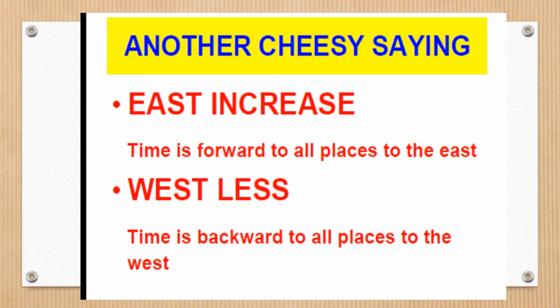And there's another cheesy saying, East increase, West less. East increase means time is forward to all places to the east. West less, time is backward to all places to the west.